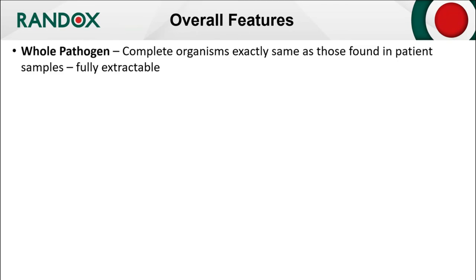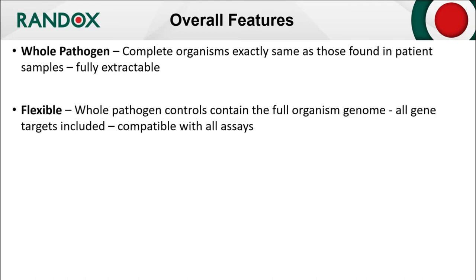So overall, the features of what we offer, all of our controls, all of our materials are what we describe as whole pathogen. This means that the organisms that we contain within our samples are exactly the same as what you get in a patient sample. The only difference is that they are inactivated. The advantage for the user is that they can be used in the exact same way as a patient sample. So similar to what Roshana was saying, your controls should be representative of what you're doing with your patient samples. So the controls can run from start to finish, extraction to result, without issue.